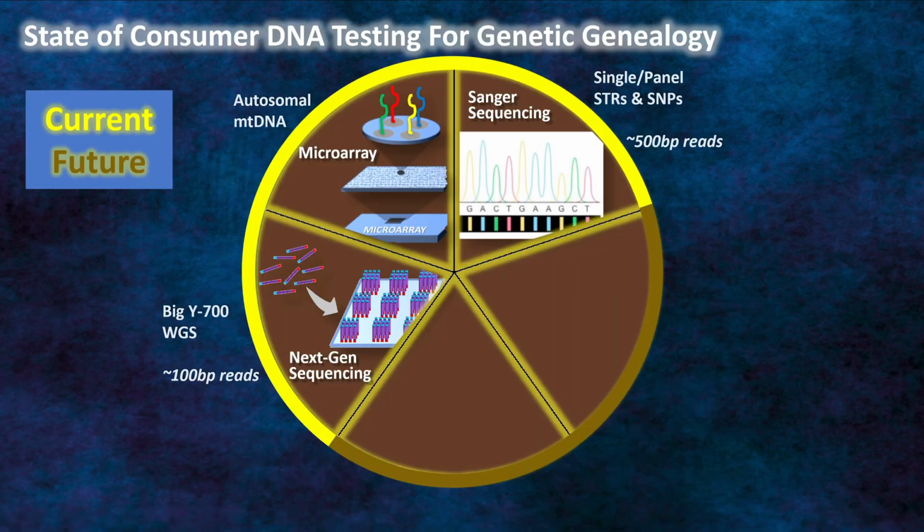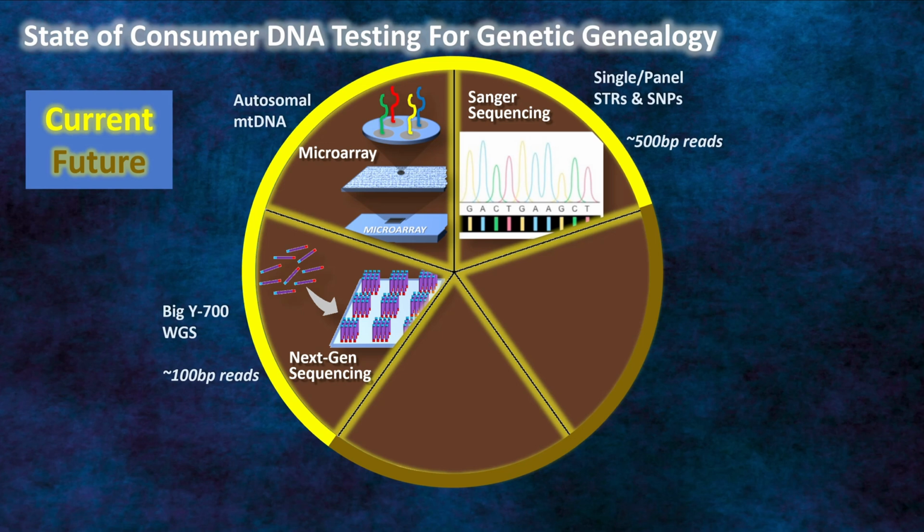So now we've covered the three types of DNA testing that are available today that support all of the consumer products that support genetic genealogy. You've got autosomal testing and mitochondrial DNA testing that are done through microarrays, and chip testing, as it's called. There's Sanger sequencing that mostly supports single or panel STRs and SNP testing. And then you've got the commercial products like Big Y700 or the whole genome sequencing tests that are done with next generation sequencing, also known as short read next generation sequencing.